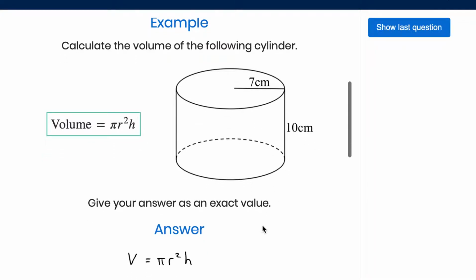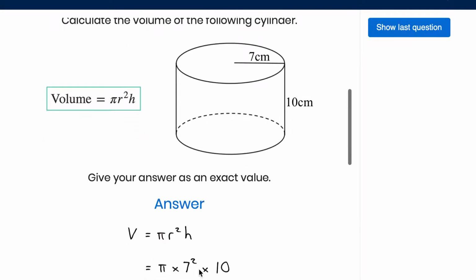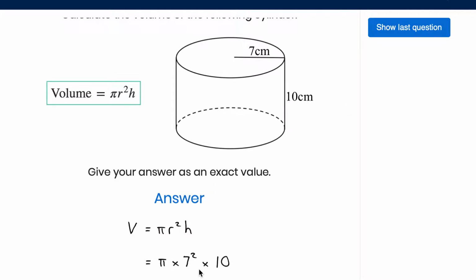First, write down the formula at the start to help you remember it. So we have V for volume is equal to pi r squared h. Then we substitute r equals 7 and h equals 10 because r is the 7 centimeter radius and h is the 10 centimeter height. Okay, so the first line becomes pi times 7 squared times 10.